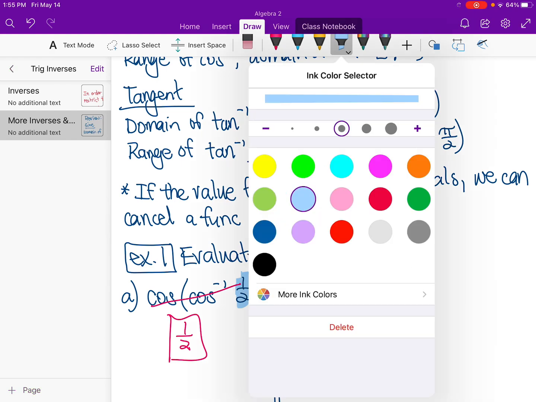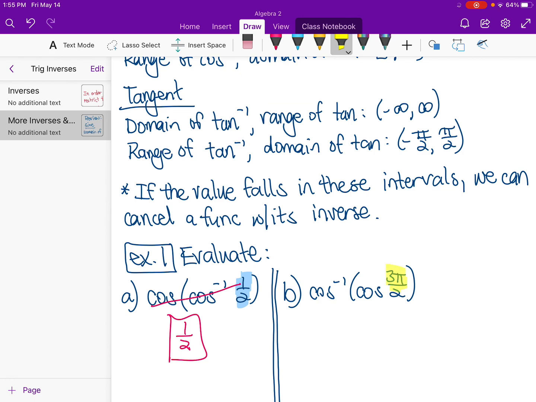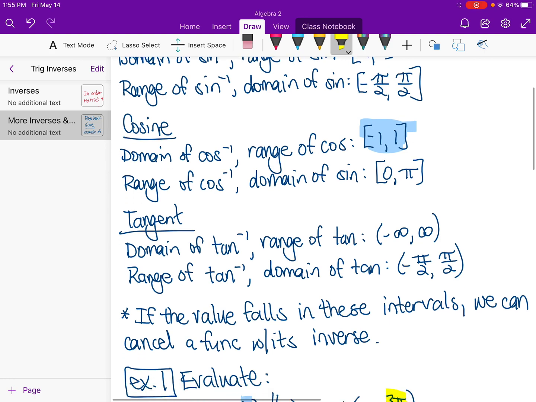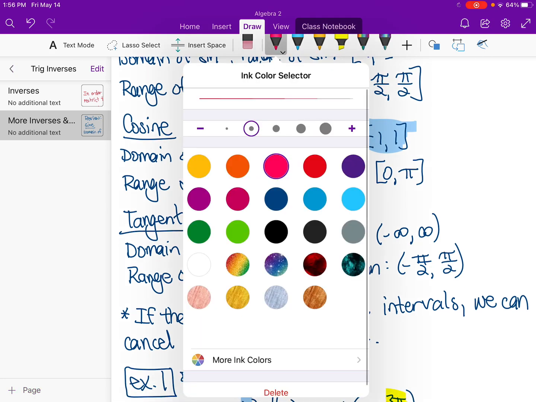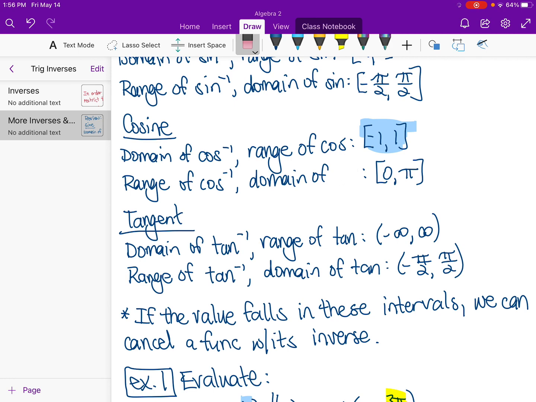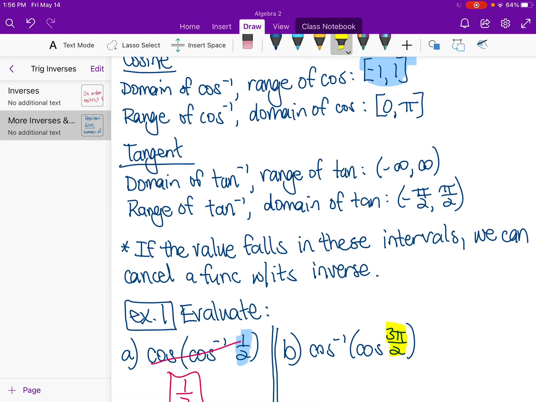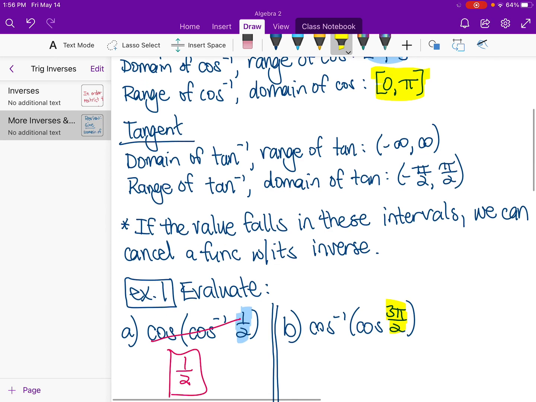Okay? So now on this one, I want to ask myself, does this fall in the domain of cosine? So it's an input value for cosine. Does it fall in the domain of cosine? Where do I see domain of? Oh, I wrote that wrong. Darn it, I hope you guys caught that. This should say cosine right here. All right, so this is the domain of cosine. Is 3 pi over 2 between 0 and pi? Well, no, it's not. 3 over 2 is bigger than 1, okay?